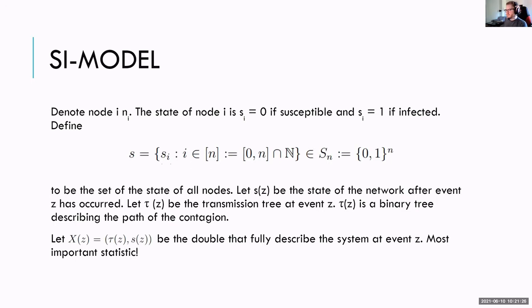Then we have τ(z), which is a transmission tree. We're going to talk a bit more about it later, but right now it is enough to know that it is a transmission tree that describes the path of the contagion, keeping track of the infector and infectee, where the infection came from and who they infected. And so we define this variable x, which is the tree and the state, to be a double that fully describes the system at event z. And this is one of the most important statistics that we're going to be looking at.